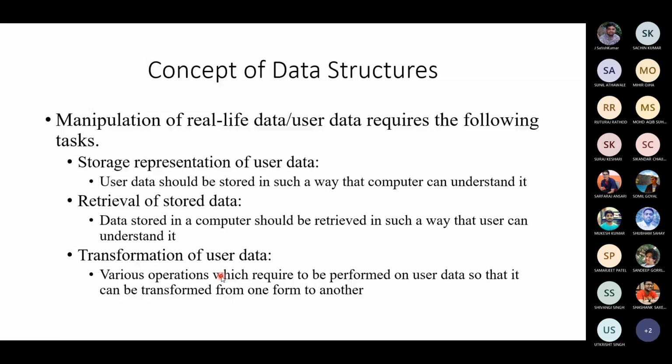Then the third operation is transformation of the user data, which means various operations I could perform on the user data, so that it is transformed from one form to another. For example, I have two integers. I get 10,000 rupees every month as salary. Then I want to calculate my annual income, so I have to calculate 10,000 into 12. The data will change now, and I will update the total income.